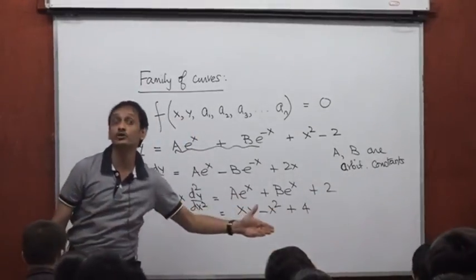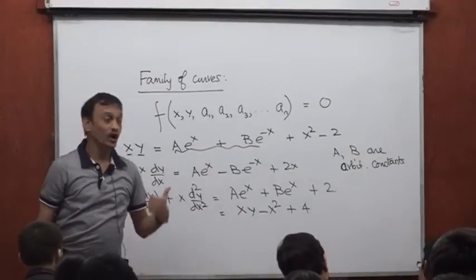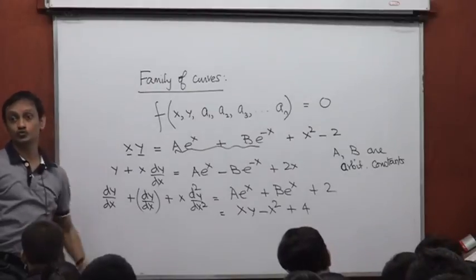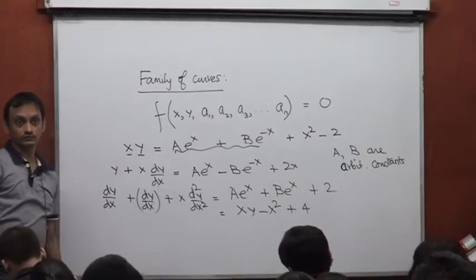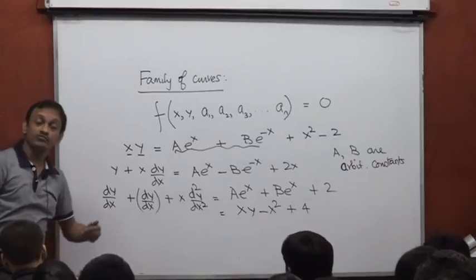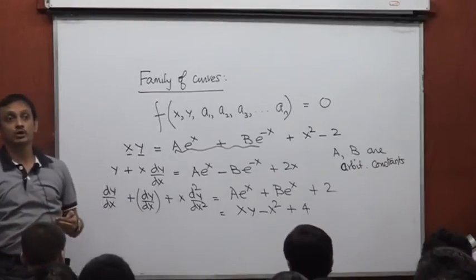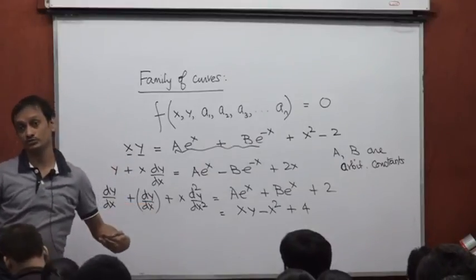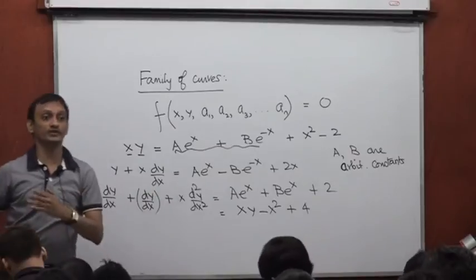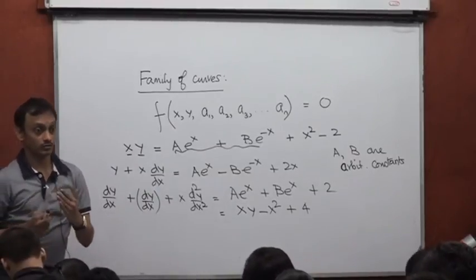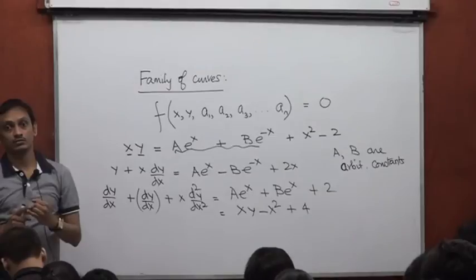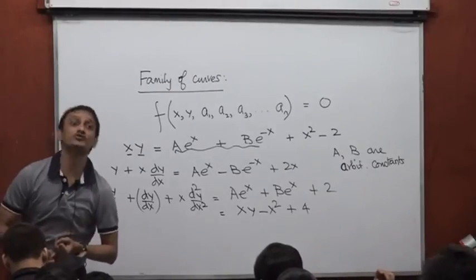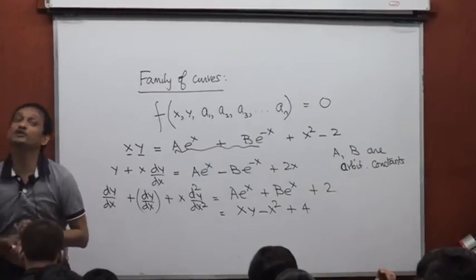Have I freed it from the two arbitrary constants a and b? And what's the order of this differential equation? 2. The order of this differential equation is 2. In fact, in general, the order of the differential equation would be equal to the number of arbitrary constants that appear in the family of curves.